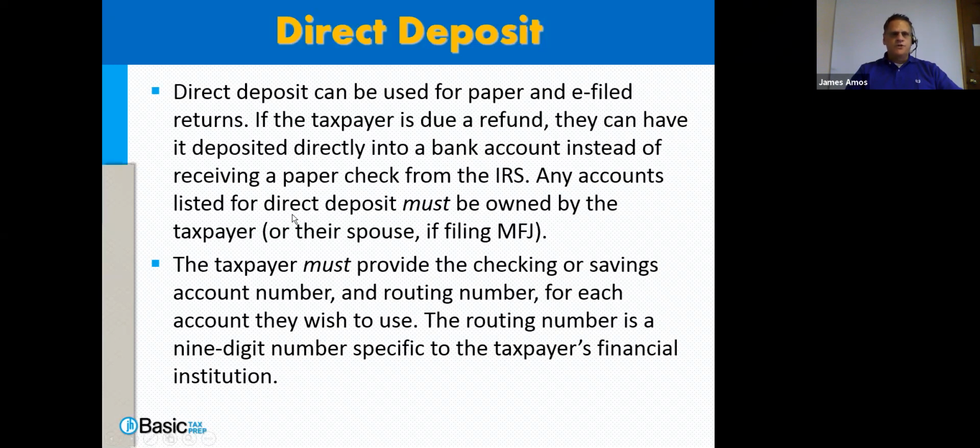And if they're going to do that, you have to make sure that the person's name is on the bank account. So any account listed for a direct deposit must be owned by the taxpayer, or if it's a joint return, at least one of the spouses' names has to be on that account. The reason is you can't be depositing funds from one person's account into somebody else's account. Now, obviously, to do that, the taxpayer has to be willing to provide the routing number and account number for that deposit to be done. The routing number on a check is usually the first set of numbers on a check, if they have an actual physical check there, and routing numbers are always 9 digits long.